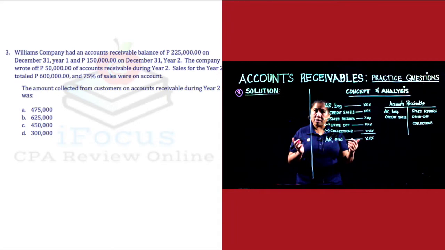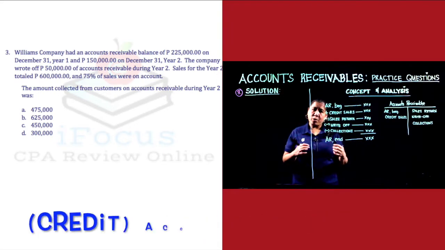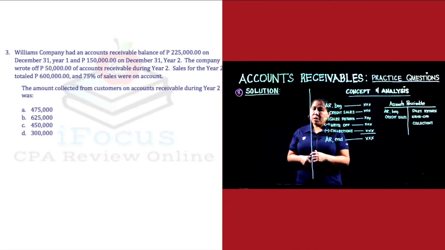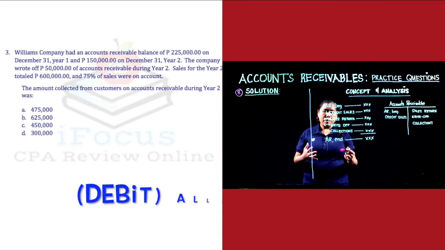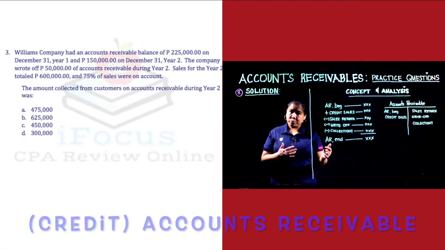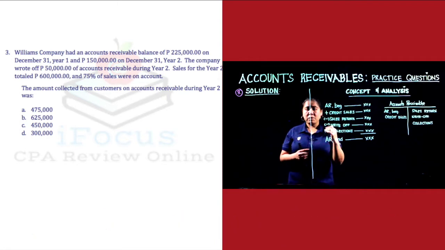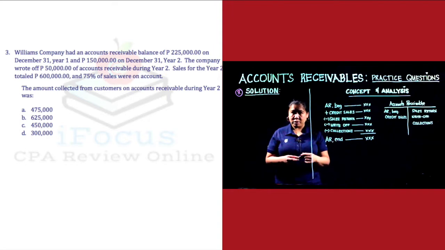Our entry for the sales return is debit to sales returns and credit to accounts receivable. Mina-minus din natin yung write-off. Ano bang entry natin sa write-off? At bakit minus siya sa ating accounts receivable? Our entry for the write-off is debit to allowance for doubtful accounts and credit to accounts receivable. Alright? So, credit to accounts receivable, ang ibig sabihin, mina-minus natin yan sa accounts receivable.